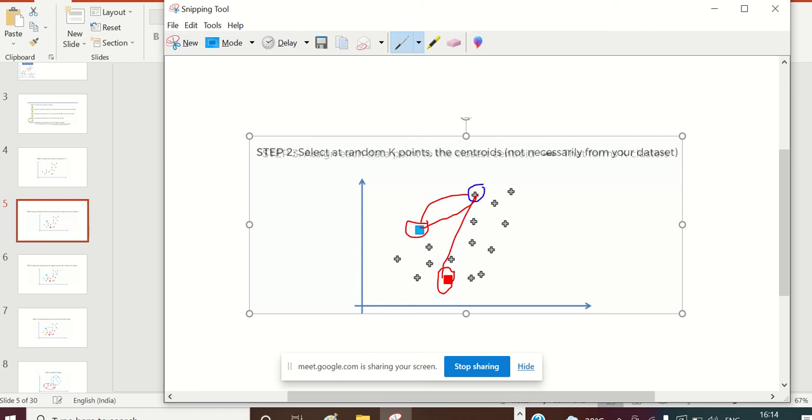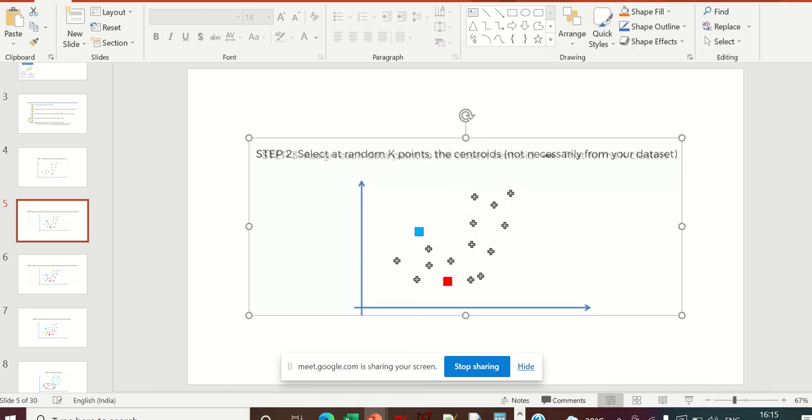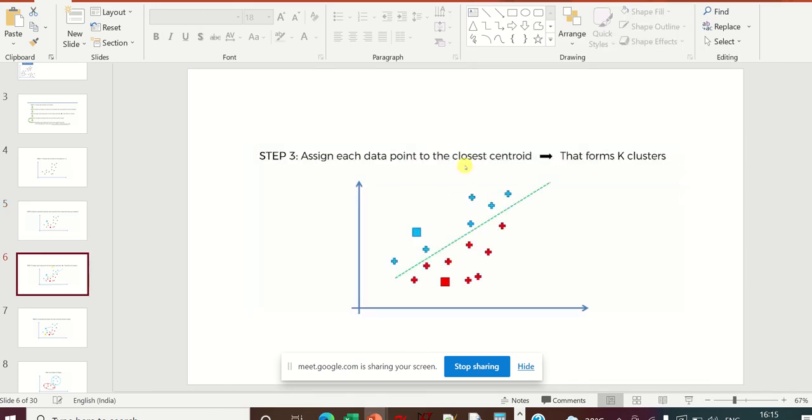Next, I will compare this distance with this distance. Again I will make this one blue. Then I will compare this distance versus this distance. I see that this is red, so I will make this a red circle. Like that I will do it for all the cases and I will get two clusters.